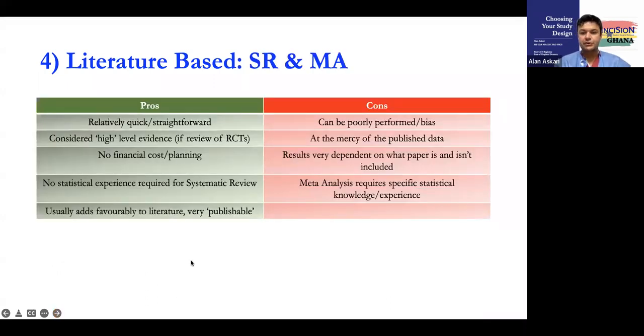What are the pros and cons of systematic reviews with or without meta-analyses? Well, they can be very, very quick and straightforward because it's largely in your hands. You don't have to go around recruiting patients. You don't have to spend weeks and months in the lab.